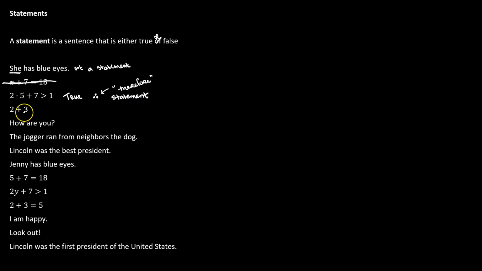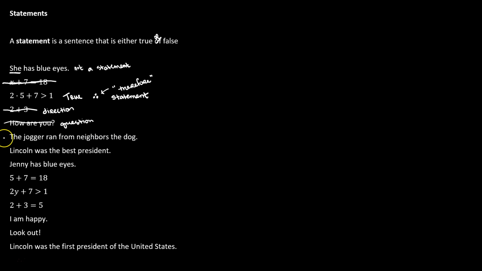2 plus 3. Well, this isn't true or false because 2 plus 3 is actually a direction. It's not a statement. How about the next one? The question, how are you? Well, that's not a statement. It's not true or false. It is a question. So we had a direction and we have a question. These are not statements. The next one, the jogger ran from the neighbor's dog.